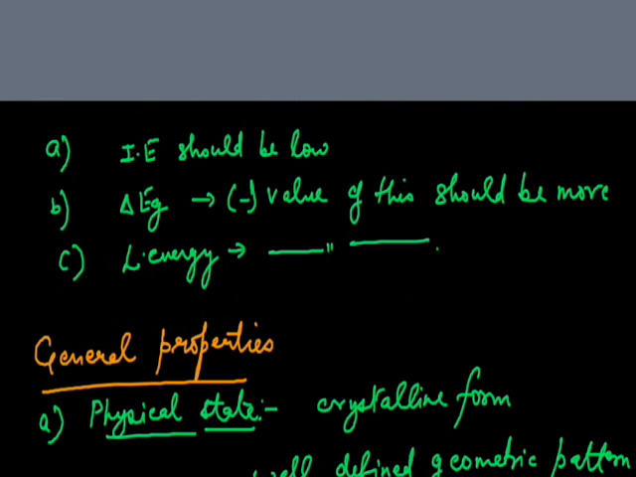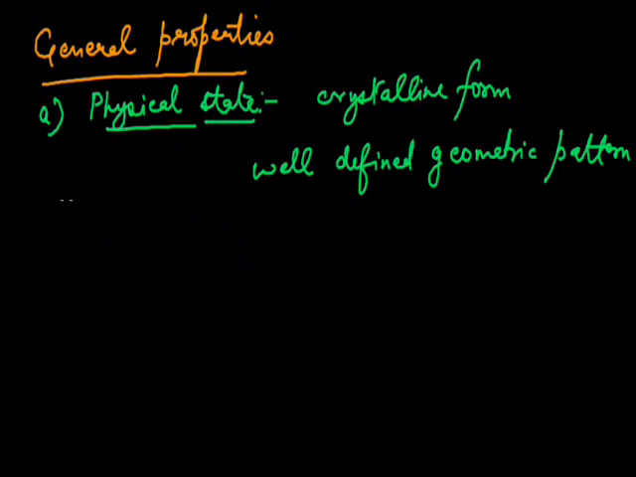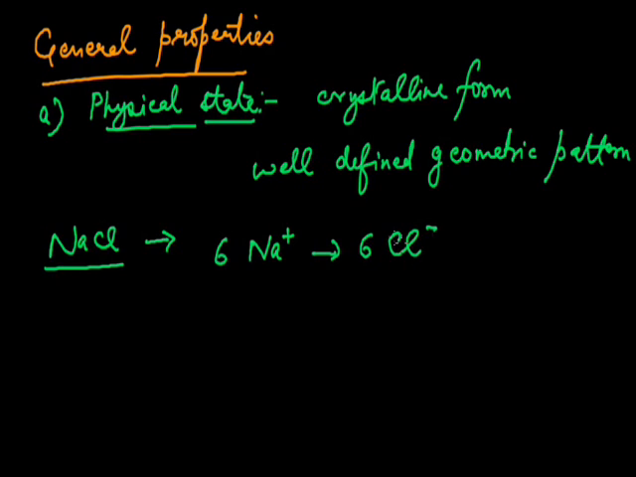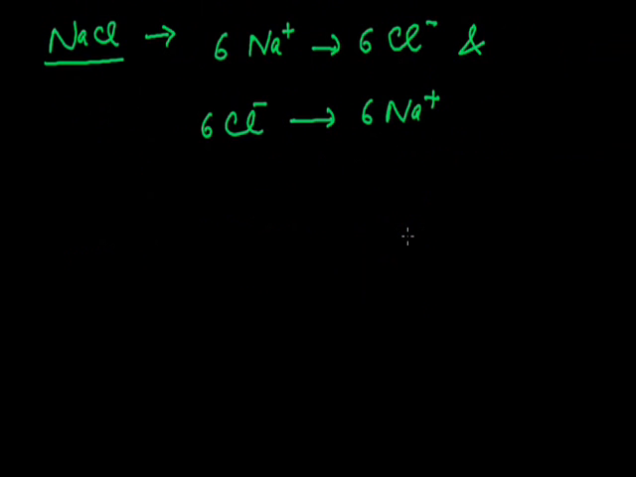Let us take an example here to understand about the physical state. The example of NaCl we can take. If we study the structure of NaCl, we'll come to know that here 6 Na ions are surrounded by 6 chloride ions, and 6 chloride ions are further surrounded by 6 sodium ions, giving this structure, the molecule, a well-defined geometry.